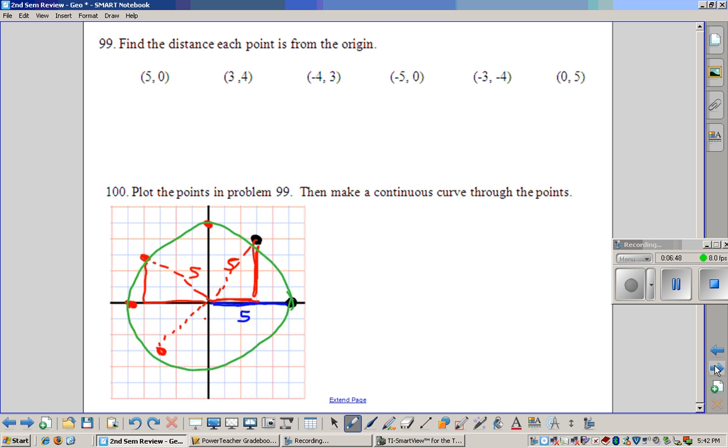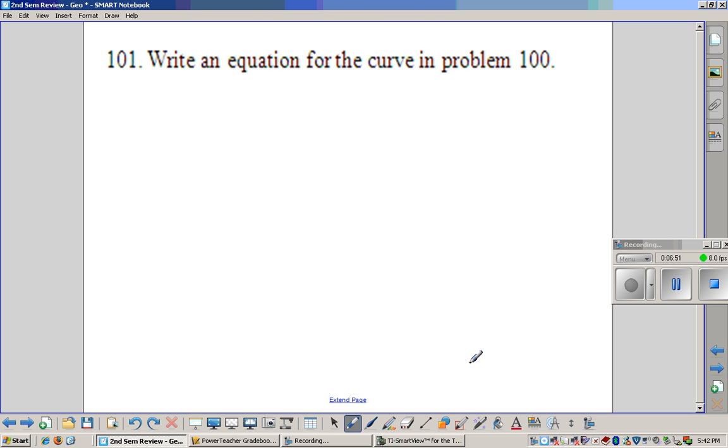So let's go to problem 100. How do you make the equation of a circle that has a radius of 5? Well, if it's centered at the origin, you do x squared plus y squared equals r squared, and r is 5. So that's 25. So this is the equation of the circle.